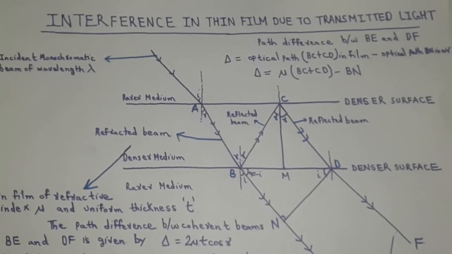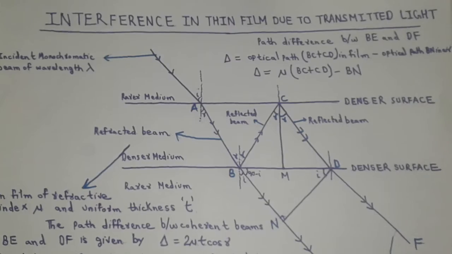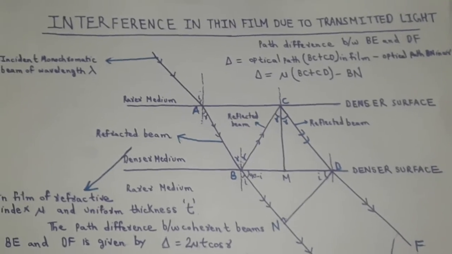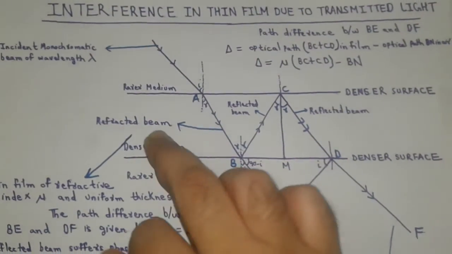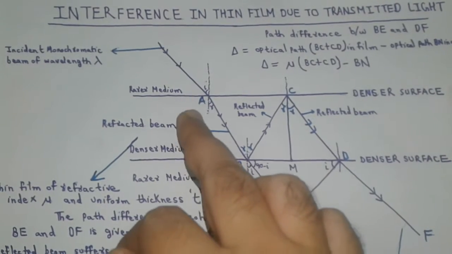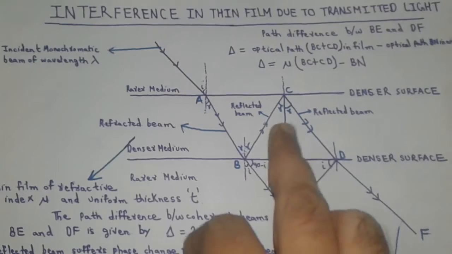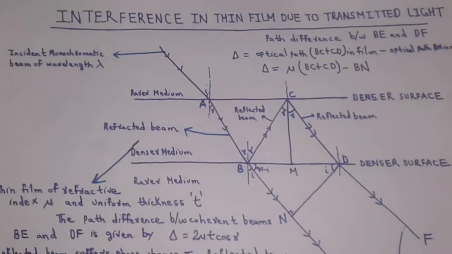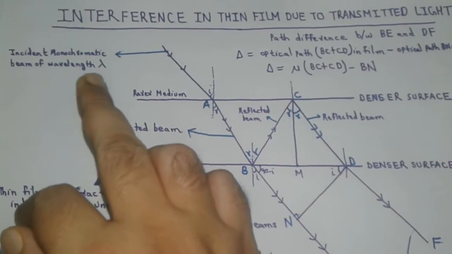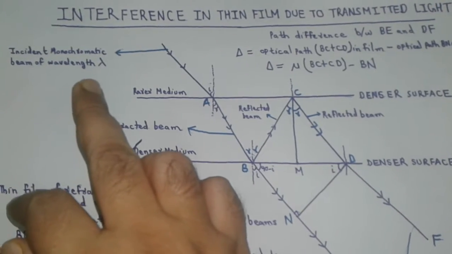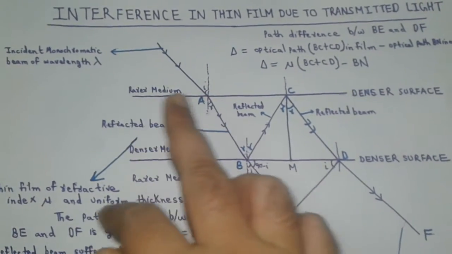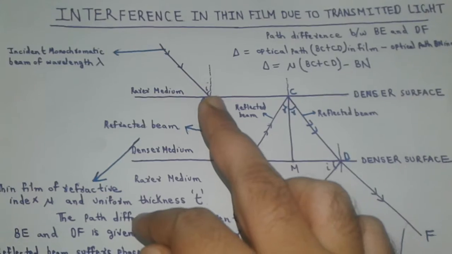Hello students, today we will learn interference in thin film due to transmitted light. Let us consider a thin film of refractive index mu and uniform thickness t. Let a monochromatic beam of wavelength lambda be incident on the surface at angle of incidence i.